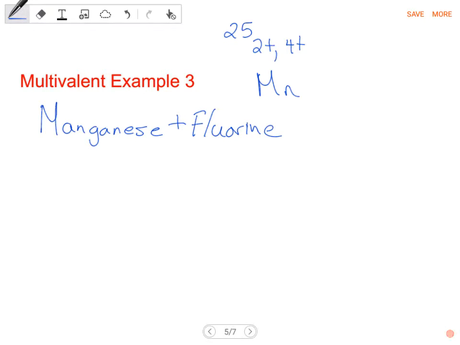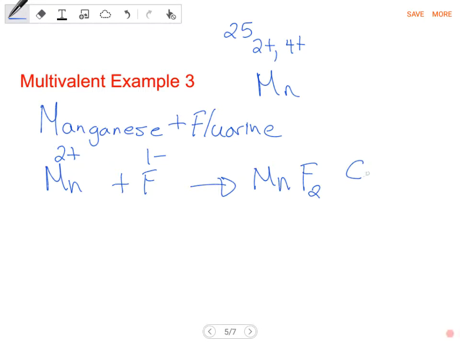So if we use the common charge, that's going to be Mn plus F. Fluorine has a charge of 1 minus. Manganese, the common charge is 2 plus. That's a pretty easy one in this situation. We need to have 2 fluorines in that case to balance out. That's using the common charge.